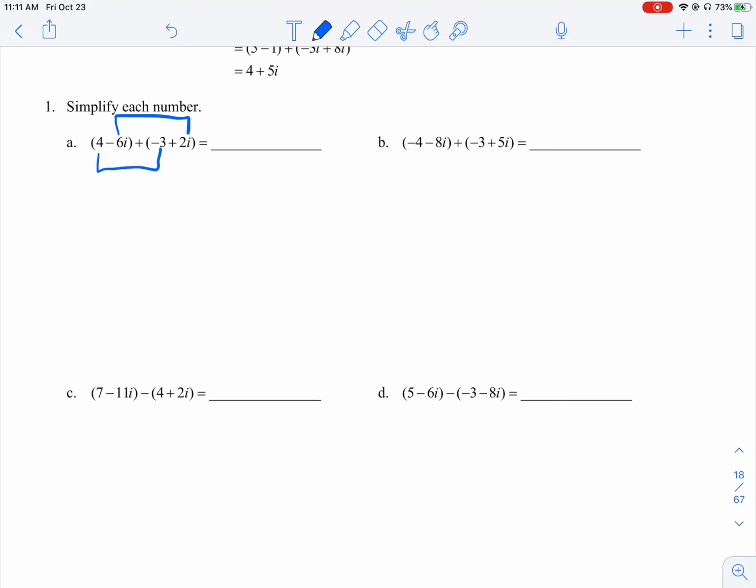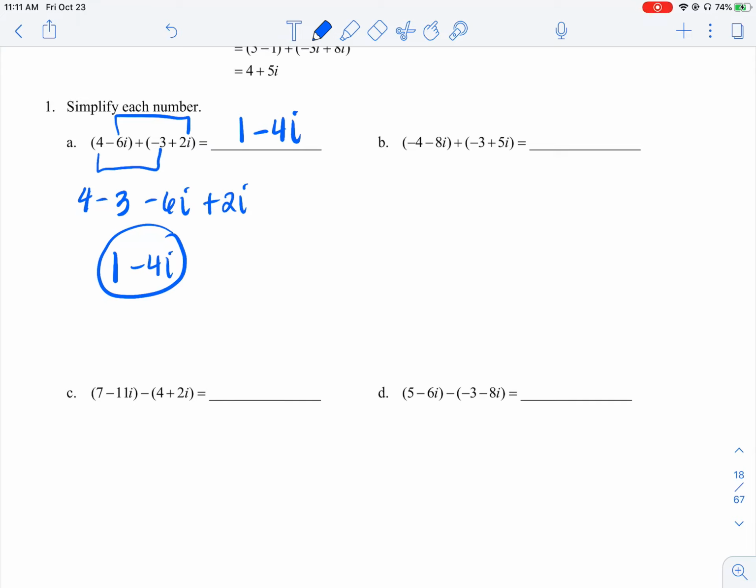So let's rewrite this so it's easier for us to combine. I'll have a 4 combined with a negative 3, and negative 6i combined with the 2i. If you notice, I didn't change any number or any sign. The 3 still is a negative, and the 2i is still a positive. And then I'm going to combine. 4 minus 3 is simply 1, and then negative 6i plus 2i is negative 4i. So our final answer is 1 minus 4i. Easy, right? It's not super complicated.